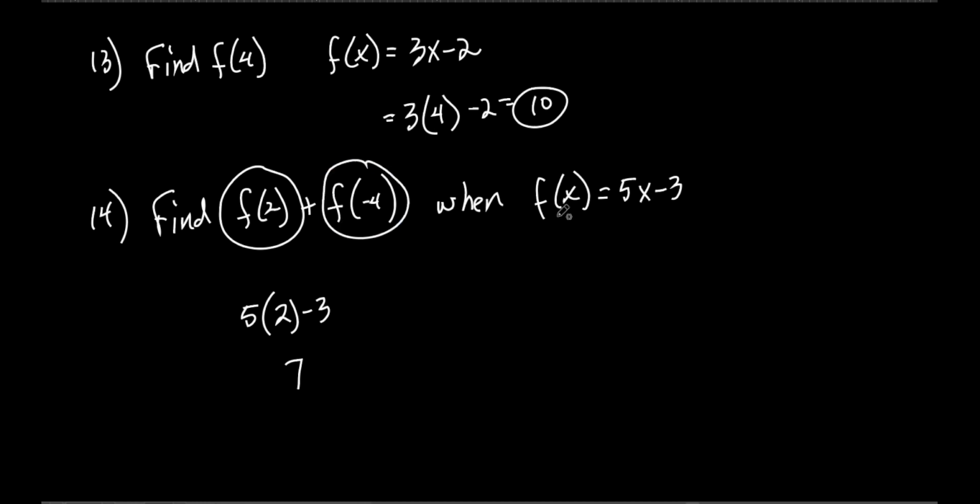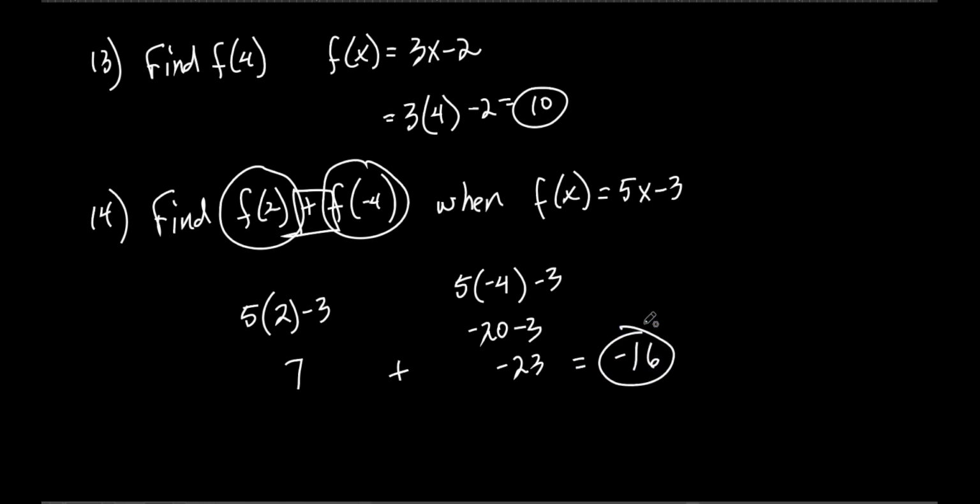So now I take that same equation. This time, instead of putting a 2 in for x, what am I putting in for it? A negative 4. So now I go 5 times negative 4 minus 3. So that's negative 20 minus 3, which is negative 23. Which one's my answer? 7 or negative 23? Got to add them together. That's right. It just says add those two functions together. So I just go 7 plus negative 23. What's that? Negative 16? Yeah. That's how you do it. We good? Are these the same ones that were on the quiz? Seems like they were.